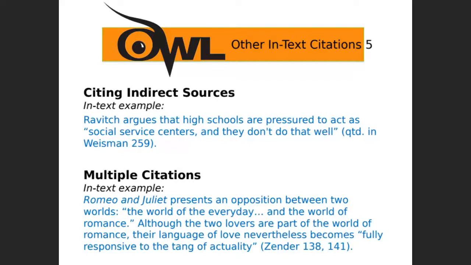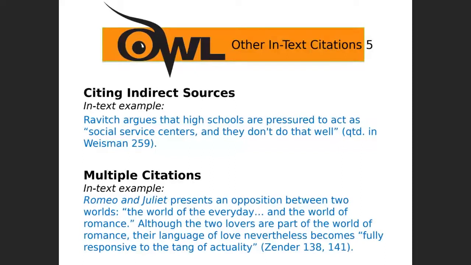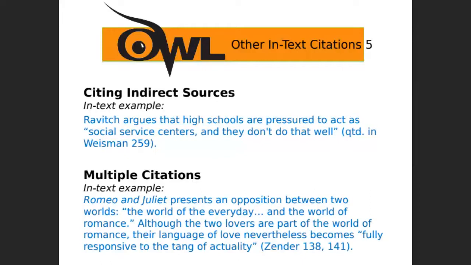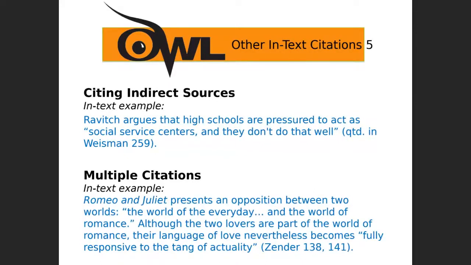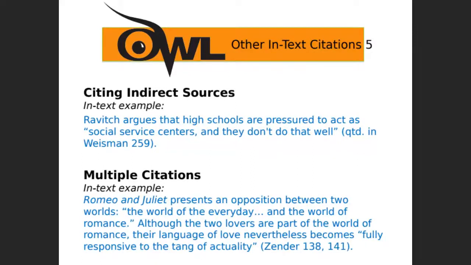So citing indirect sources. With indirect sources, you're going to want to put ones that are not your primary sources. You're going to want to put QTD period in, Wiseman, and the last name, and then the page number. I wouldn't worry too much about that. It's not going to have so much. You guys are just starting out, so don't worry about it, but it's something to note.